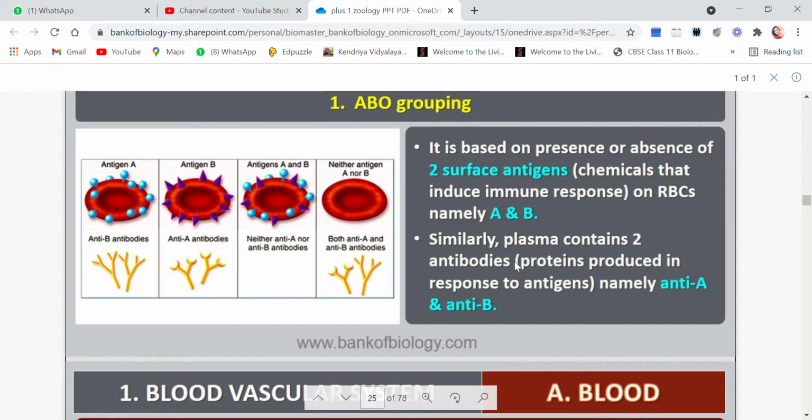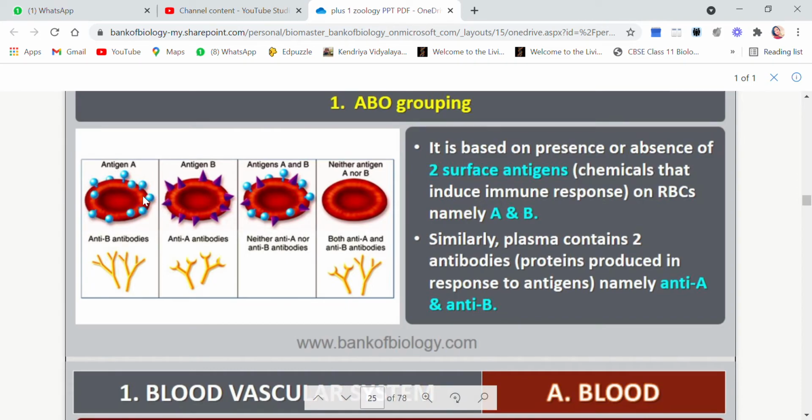What are antibodies? These are the proteins produced in response to the antigen. If the antigen is present, then to give a response to that antigen, an antibody will be produced. So antibodies are also of two types, anti-A and anti-B. Okay, so let me show you again.